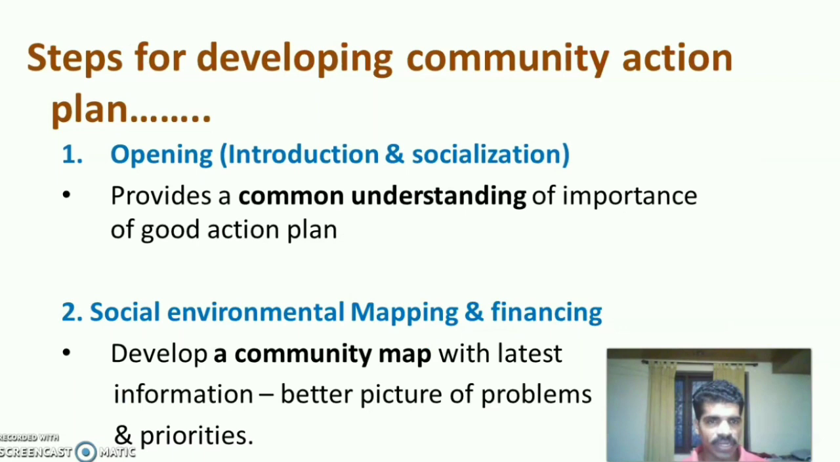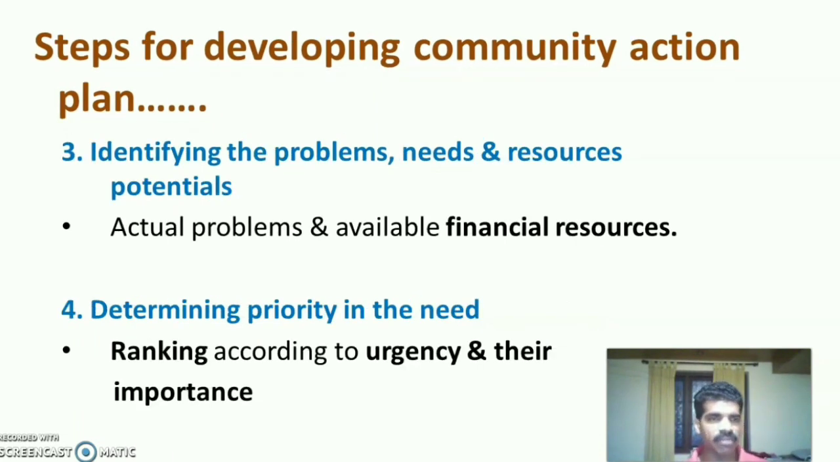First step is opening. So the steps of community action plan has to be communicated with the community people through an opening session with the introduction and socialization. Second part is social environmental mapping and financing. So social environmental mapping and financing means once again develop a community map with the latest information that would give a better picture of the problems and priorities. The third step is identifying the problems, needs and resources potentials from the community.